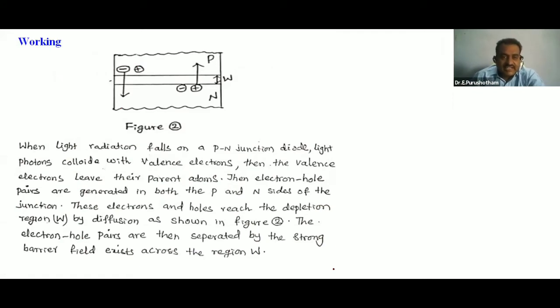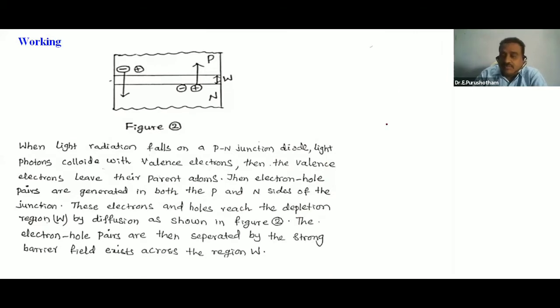You can see clearly, when light radiation falls on a PN junction diode, the light photons collide with valency electrons. Already I explained. Then the valency electrons leave their parent atoms. The electrons are strongly bound to their positively charged nucleus. If the photon collides with this electron, then the valency electron leaves its parent atom. Then electron hole pairs are generated.